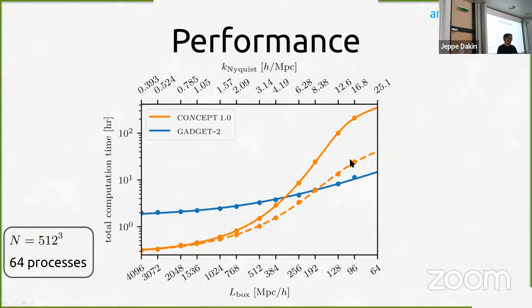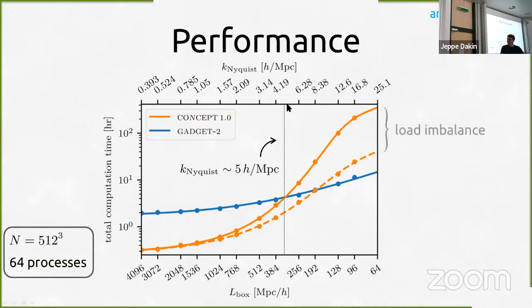So if you have very clustered situations, the code is really slow. Basically, if your Nyquist scale is 5 or below, you can win a lot by switching Gadget out with CONCEPT. But if you are in this regime, you should not use CONCEPT. Then you'll have a bad time, basically. And now there are 2 orange curves. The solid one is the actual correct one.